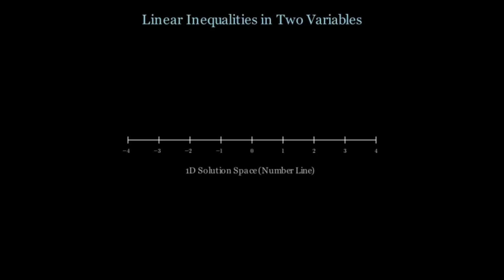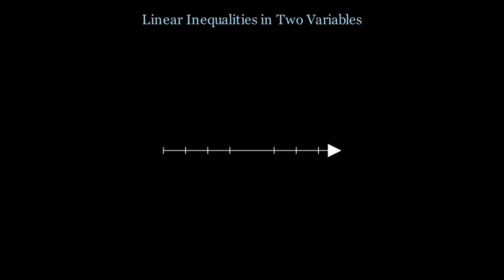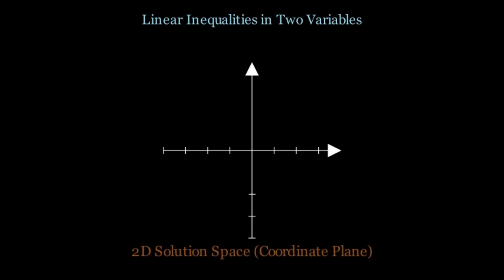Welcome to this lesson on linear inequalities in two variables. Before we work in two dimensions, let's think about a simple inequality involving just one variable. In one dimension, we can represent solutions on a number line. But when we have two variables, such as x and y, our solutions are no longer just points along a line. Instead, we work on a coordinate plane, where every point represents an ordered pair, x, y.